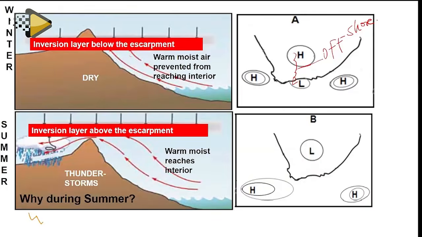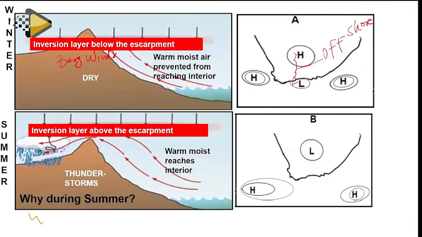And then these offshore winds that occur in South Africa have the name that we call berg winds. These are the hot, dry winds that blow from the interior to the coast during winter. They are hot, dry winds.